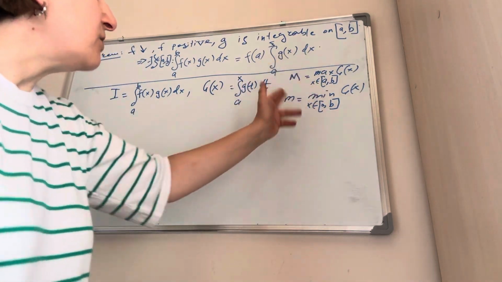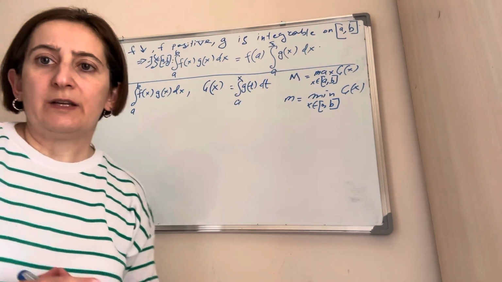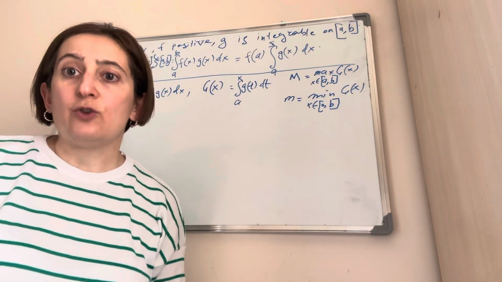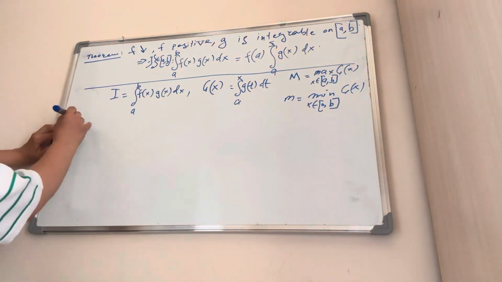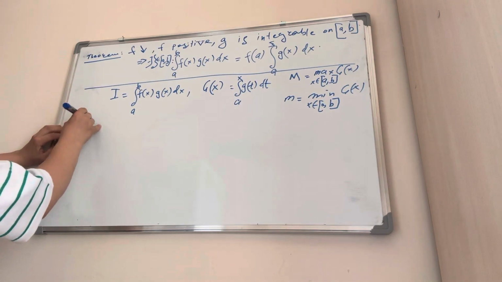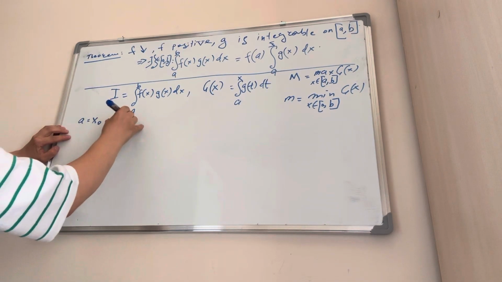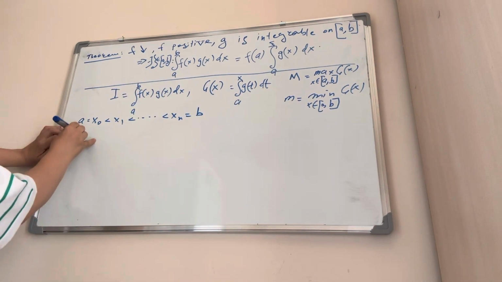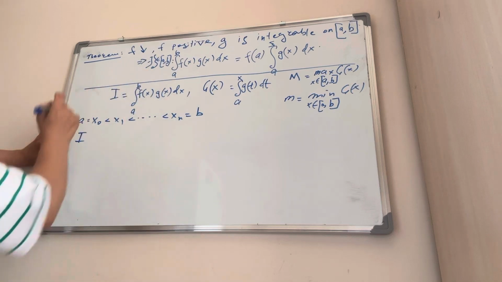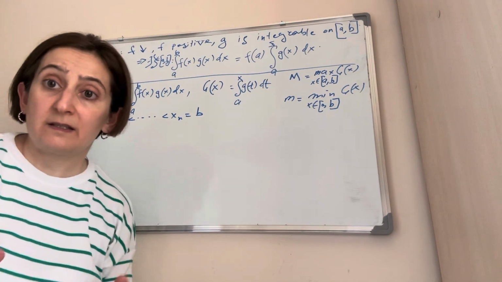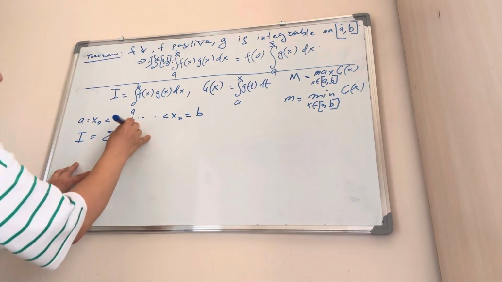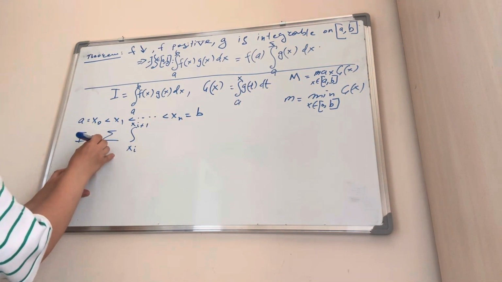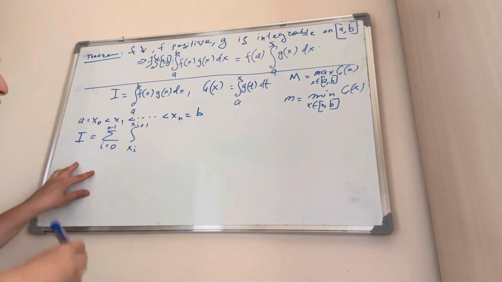So once we have these notations, we will divide the interval [a, b] into n pieces. a will be x0, less than x1, less than ... xn, which is our b. Then this integral will be introduced as the sum of integrals from xi to xi+1, where this index i changes from 0 to n minus 1.